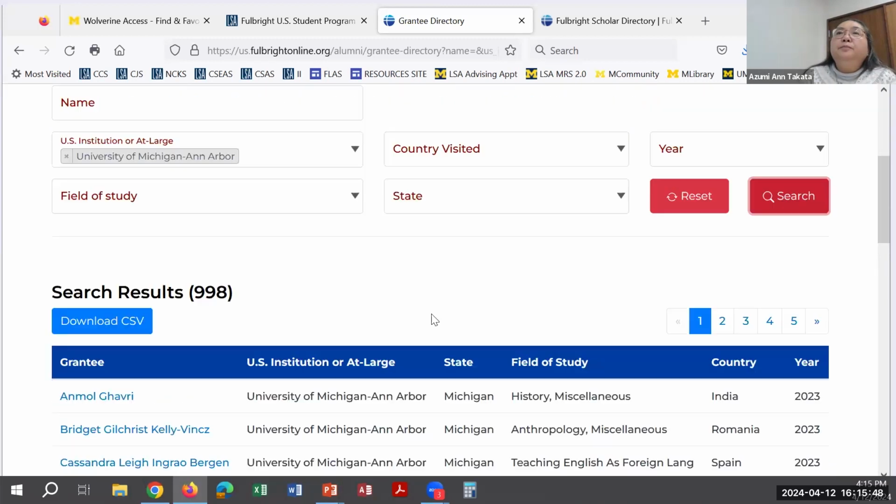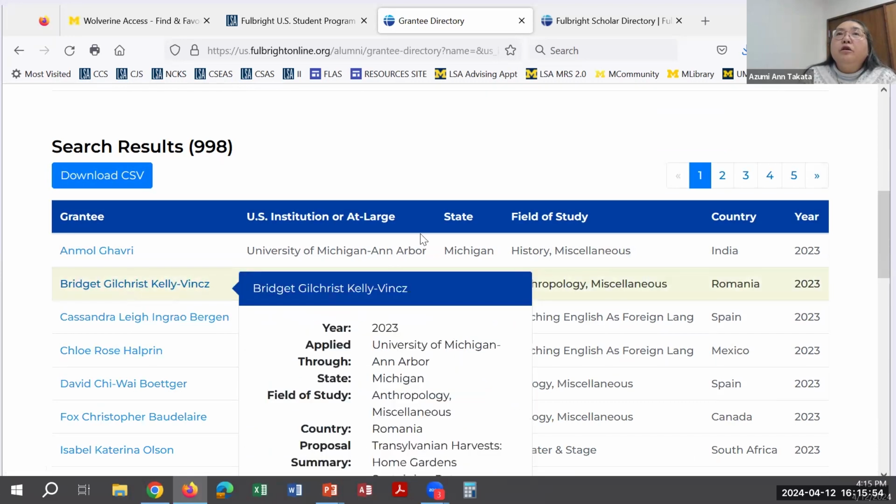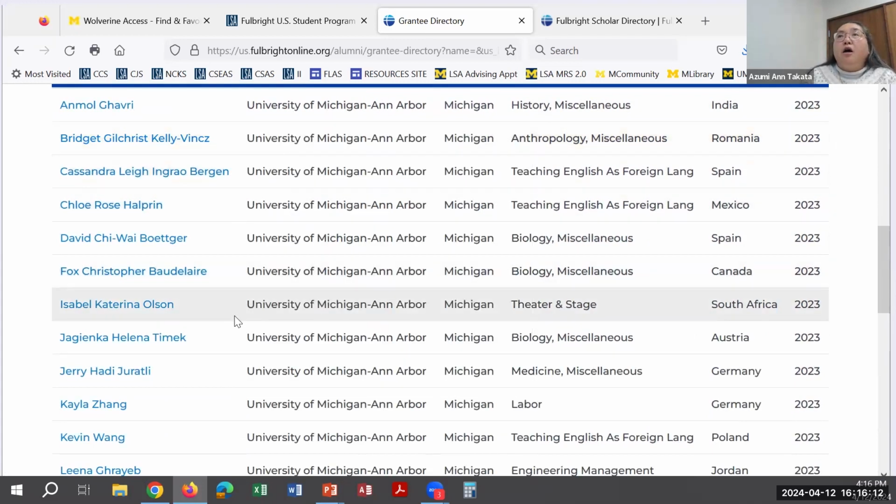As I said, if you look at these individual data, you can see this is the year, the university, the state, field of study, when she's in Romania, and the proposal summary, which is basically the title of their project. You can find that information here. So that's another way to get going.